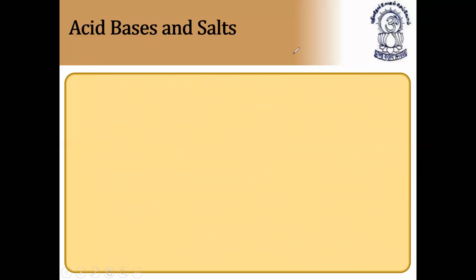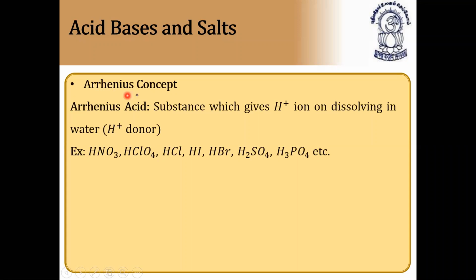The first theory of acid, base, and salts was proposed by Arrhenius. So the first concept is the Arrhenius concept. According to Arrhenius theory, an acid is a substance which gives H plus ions on dissolving in water. H plus is the donor. Examples: nitric acid, perchloric acid, hydrochloric acid, hydrogen iodide, hydrogen bromide, sulfuric acid, phosphoric acid, etc. All these come under acid groups.